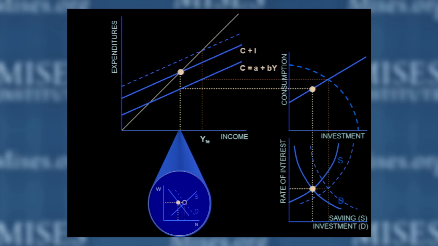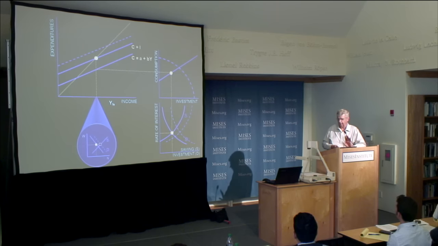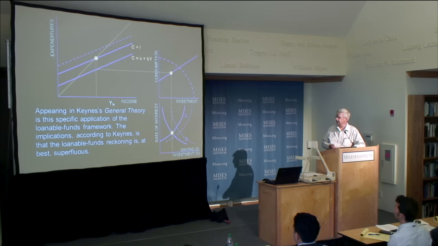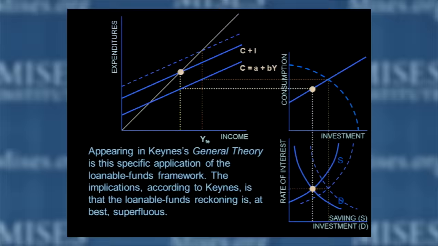Now, I realized only at this point, when I got the model put together, that that one single diagram in Keynes's General Theory, and he only had one, was exactly this demonstration, although you wouldn't guess it just by looking at the diagram. Appearing in the General Theory is the specific application of the loanable funds framework. The implication, according to Keynes, is that loanable funds reckoning is at best superfluous. And this hadn't been picked up just by the textbooks.